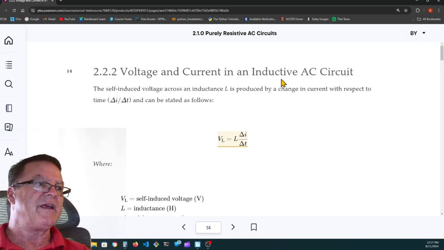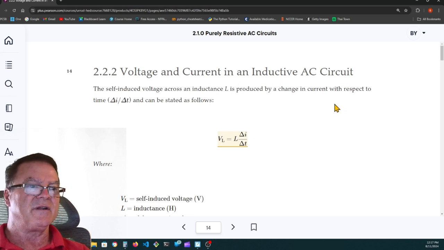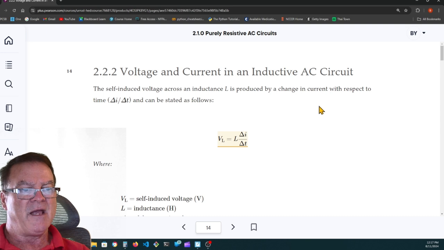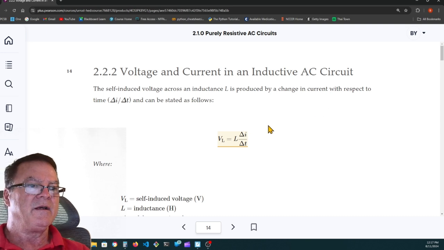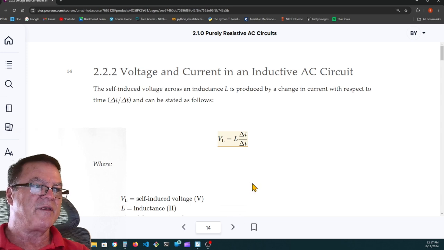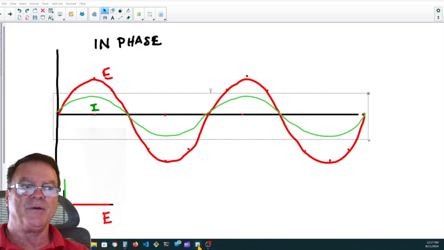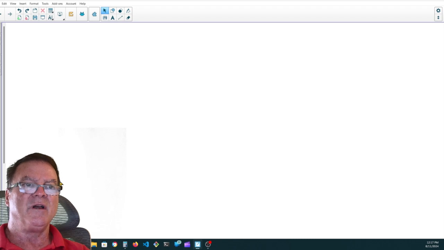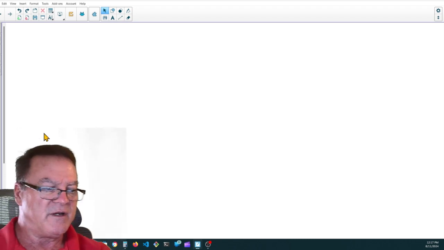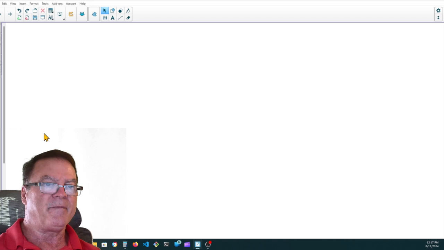Voltage and current in an inductive AC circuit. All right. Let's go back to the 3D BB. I have to draw this out for you. I want to try to explain this to you so that we understand. We're going to talk about Eli the Iceman. If you've read ahead in the book, then you've read Eli the Iceman.